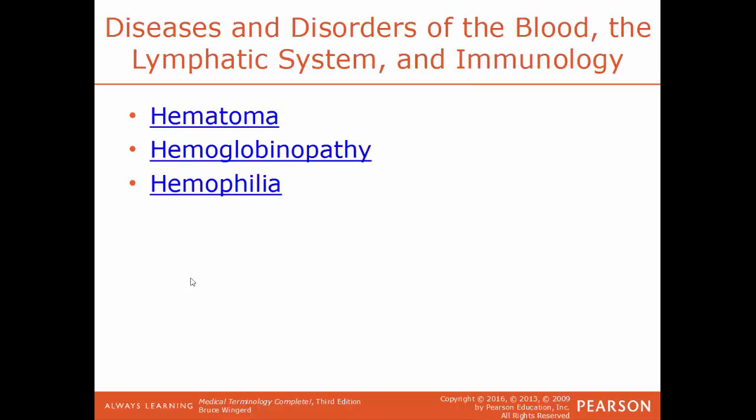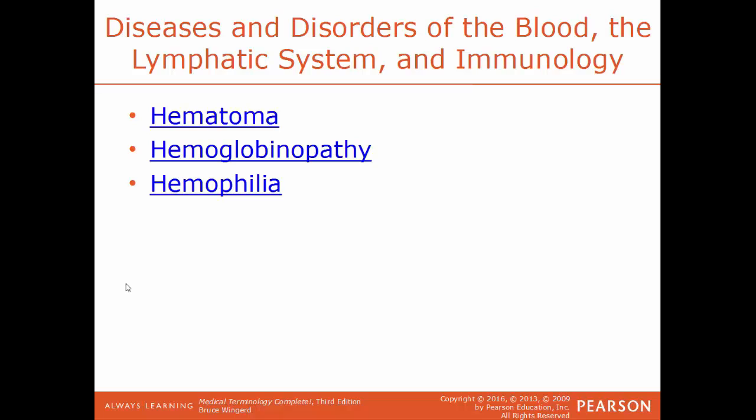Next one, hematoma. This is a solid swelling of blood within the tissues, and depending on where exactly it is will determine its name. So hematoma is a general term that references any swelling of clotted blood within the tissues. The next one, hemoglobinopathy. This is an inherited condition where there's an abnormal structure in the hemoglobin of the blood.